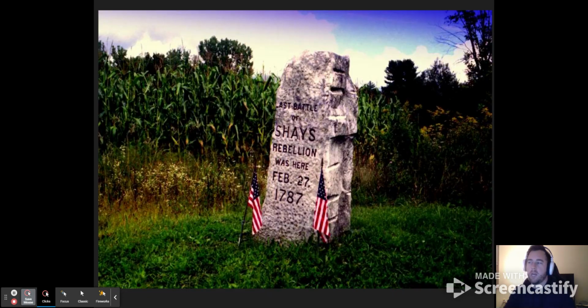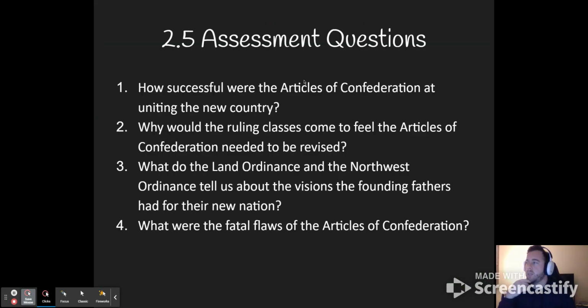I'm going to skip over that. Little gravestone here. The last battle of Shays' Rebellion was here, February 27th, 1787. And so the assessment questions, I want to go through these really quickly, but if you've watched this whole thing to this point, these are, again, questions that you're likely to see on the quiz. So hopefully you write these questions down on your notes paper. And then if you get to use your notes paper on your quiz, which you might be able to, then you've kind of got these in the bag.